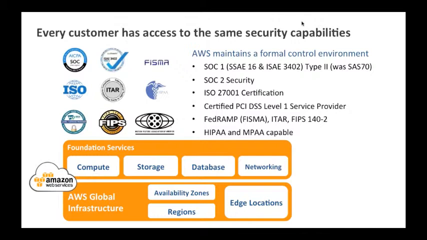We are a PCI DSS Level 1 validated service provider. And in addition, we have some federal government certifications as well, things like FedRAMP and FISMA Moderate. We also maintain some certifications in certain industry verticals like the Motion Picture Association. And one of the neat benefits of running in the AWS environment is every customer gets access to all of these security controls, regardless of how big or how small they are.